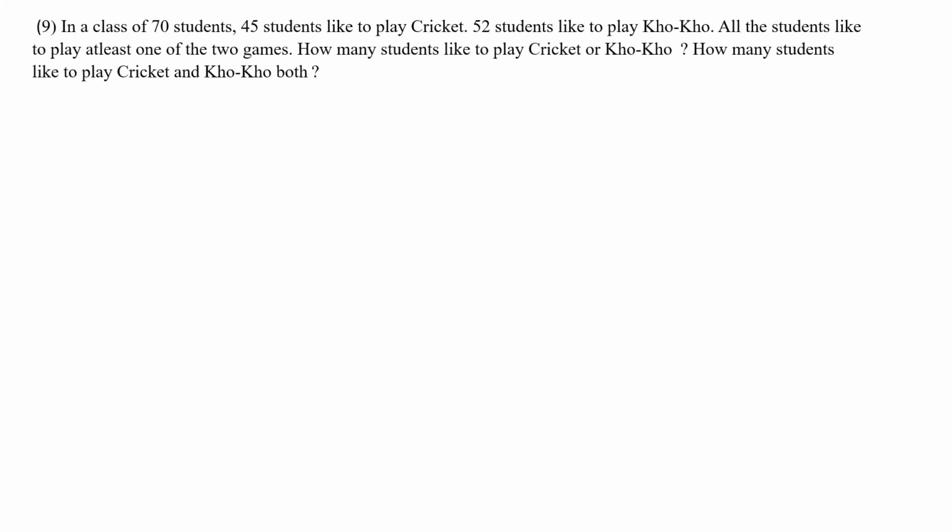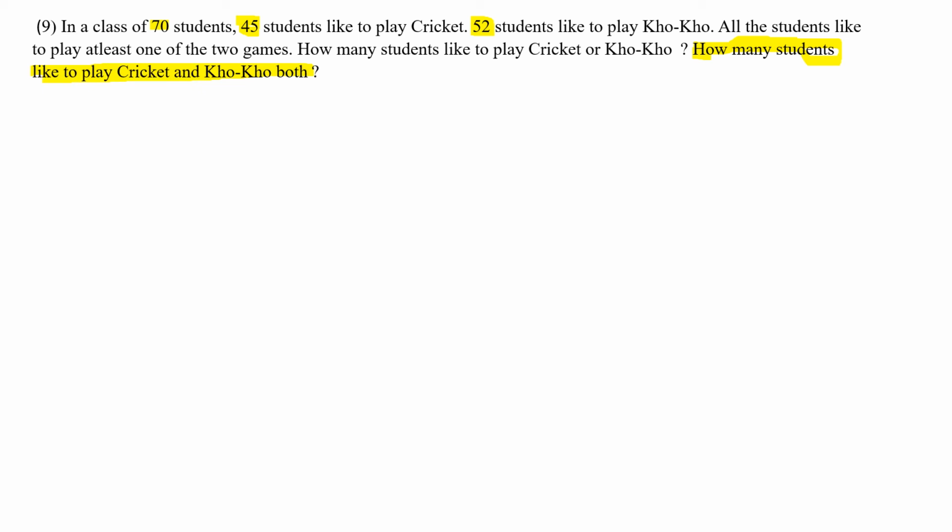What is given, students? In a class of 70 students, 45 students like to play cricket, 52 students like to play kho. All the students like to play at least one of the two games. Now, how many students like to play cricket or kho? That is the first question. And you have to add one more question in your worksheet: how many students like to play cricket and kho both?